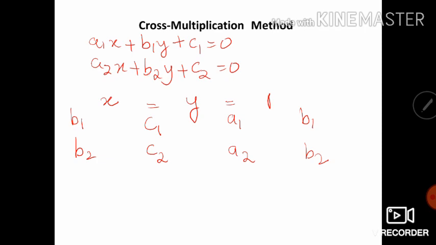So you start from the b term, go to c, then come to a and then b. Now you will cross multiply these terms as indicated by the arrows. The downward arrow shows the first product and the upward arrow shows the second product.